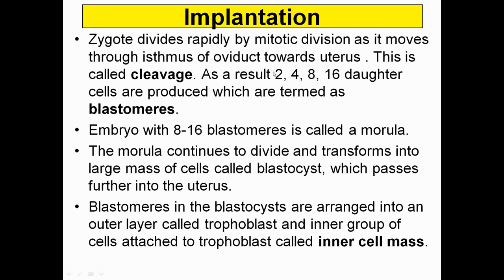You can see the 2 cell, 4 cell, 8 cell, and 16 daughter cells are going to be produced, and these are referred to as blastomeres. And the 8 to 16 cell stage is referred to as morula. And the morula is going to continuously divide to form the blastocyst. This blastocyst is arranged into two layers, that is the outer trophoblast and the inner cell mass. The inner cell mass comprises the cells which are left behind by the trophoblast. Okay, so it is basically the 32 cell stage.